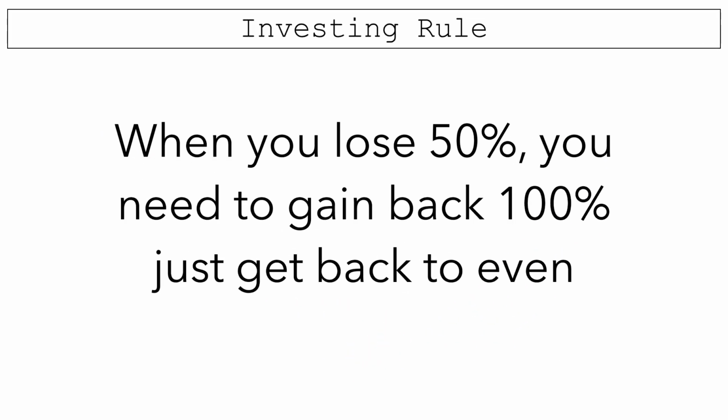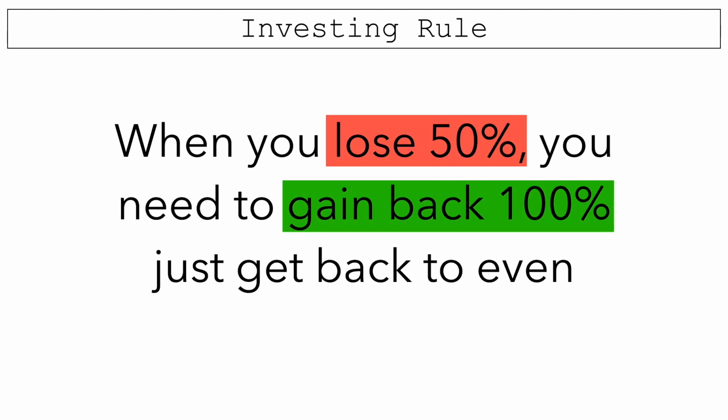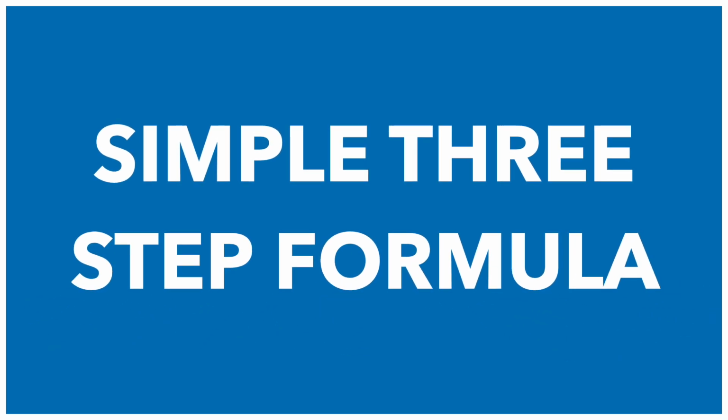So here's an investing rule. And like Ray Dalio says at the beginning of the video, when you lose 50% of something, you need to gain back 100% just to get back to even. So we're going to figure out how this works. And this is not just if you lose 50%, but any amount of money. You can figure out what you need to do to get back to even using this 3-step formula.